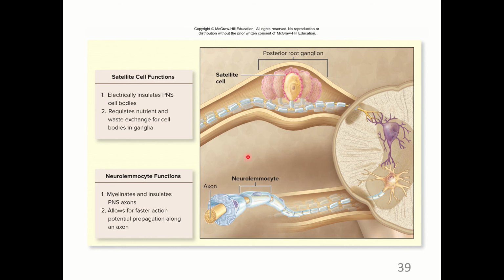This illustration shows the neuroglial cells of the peripheral nervous system. The satellite cells are shown here in red and the neurolemmacytes shown in blue. Satellite cell functions include electrically insulating peripheral nervous system cell bodies, regulating nutrient and waste exchange for cell bodies in the ganglia. Neurolemmacyte functions include myelinating and insulating the peripheral nervous system axons, allowing for faster propagation along an axon.